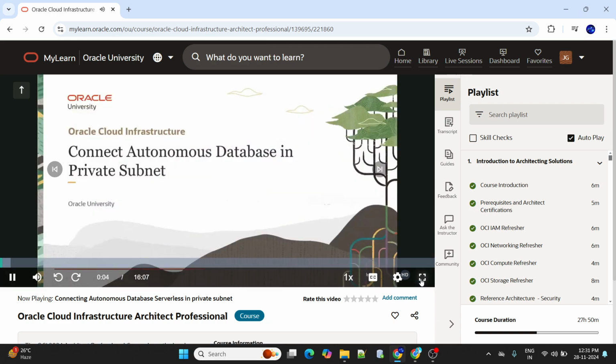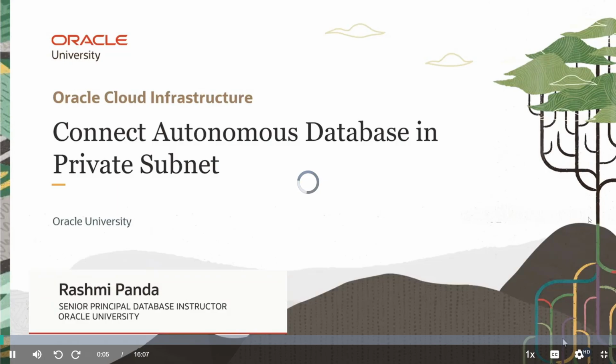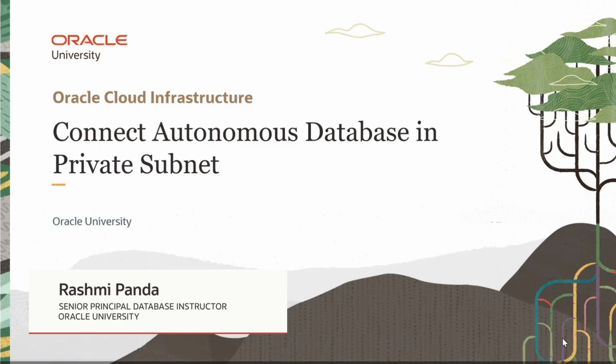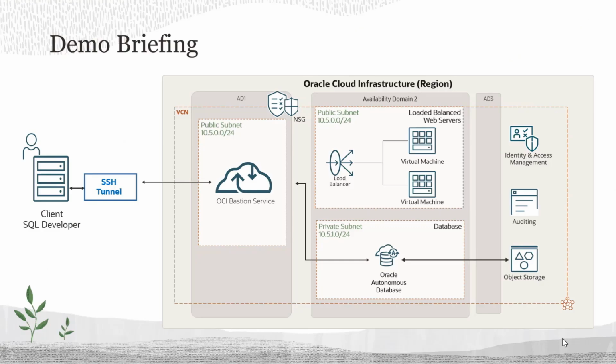Hello everyone, let's see a demo on how to access Autonomous Database that is hosted in a private subnet in Oracle Cloud Infrastructure from an external client over the public internet. This is how a reference architecture might look like.